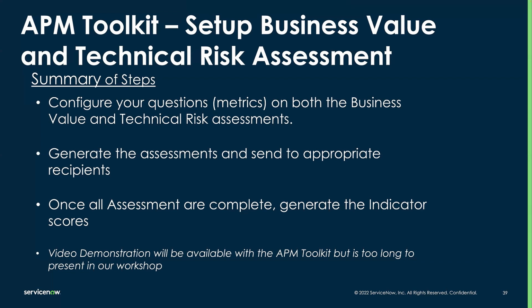So, a summary of the steps that we went through: configure your questions on the assessments, business value, technical risk. We suggest these as something for a starter. There are several others, including business fit, customer sat. Feel free to have at them and configure them. The techniques are the same. Generate the assessments and send it out to your recipients. You can monitor from the indicator, you can monitor the instance of the assessment and know when it's complete. Once they're all complete, generate the indicator scores. And a video demonstration is available as part of the toolkit.